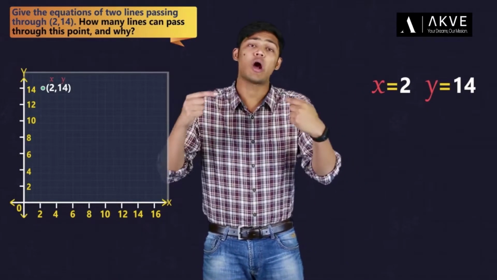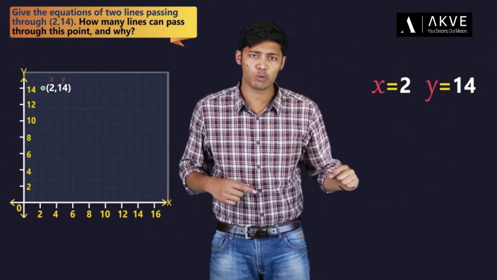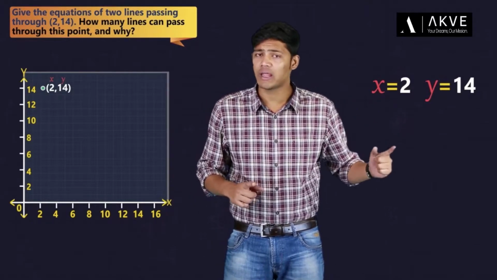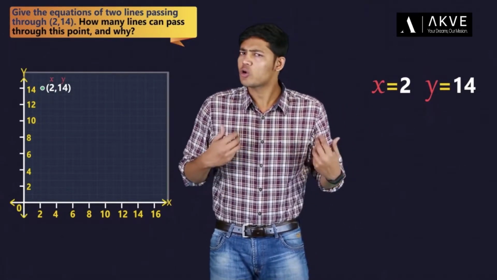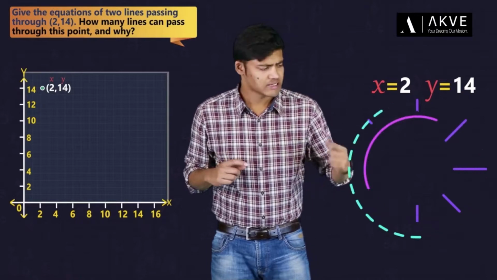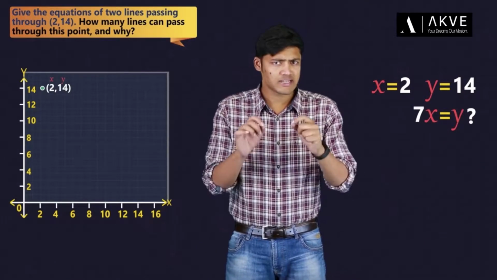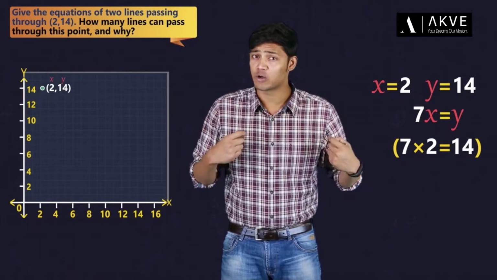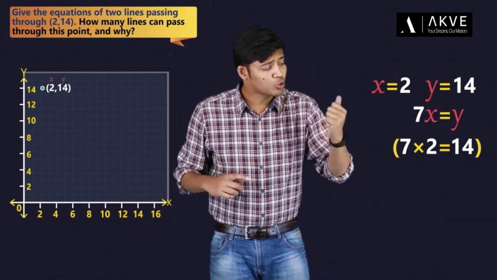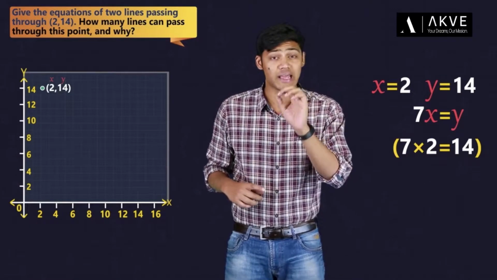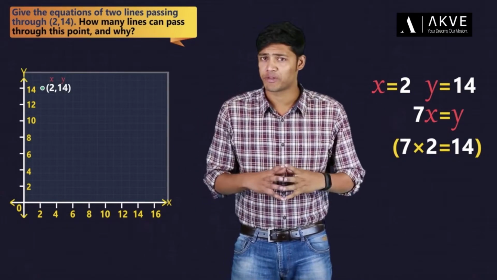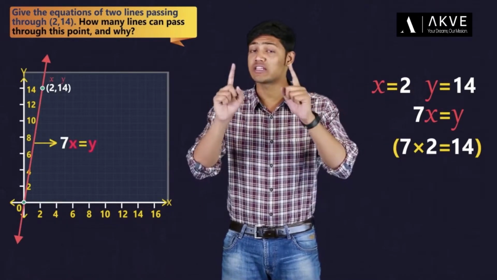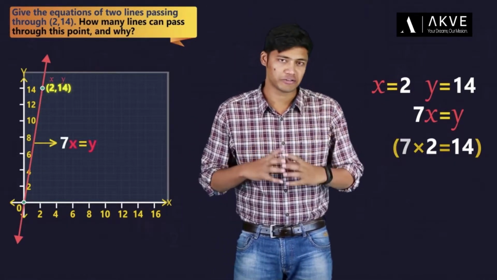And now, we have to write the 2 different linear equations such that this ratio of x and y is maintained. So, can we write an equation like 7x = y? Since 7 into 2 equals 14. So we can conclude that the ordered pair (2, 14) clearly satisfies the equation 7x = y, which implies that the line 7x = y contains the point (2, 14).